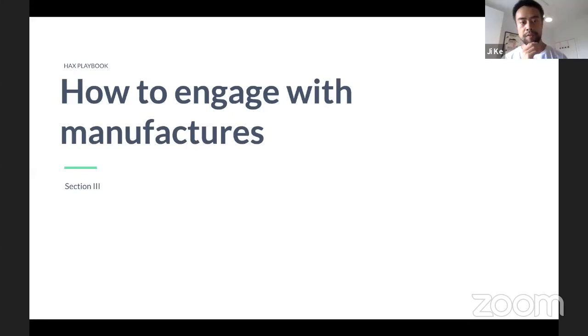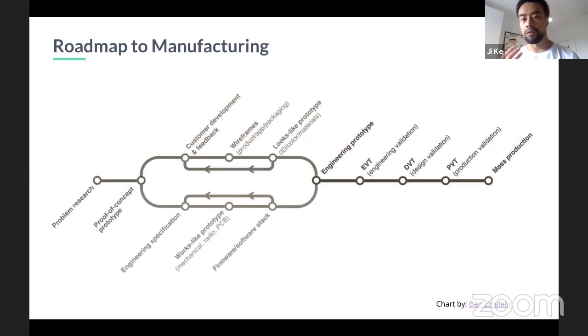But how to engage with manufacturers is quite important, because manufacturers are your partner, potentially your first partner on your road to get your products out to the world, right? And to have a good relationship with your manufacturer, to have a manufacturer who understands you, is critical to success, right? Hardware startups don't have enough money to switch manufacturers once they start mass production, right?